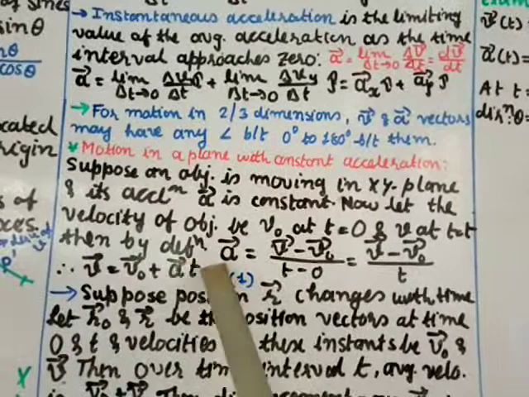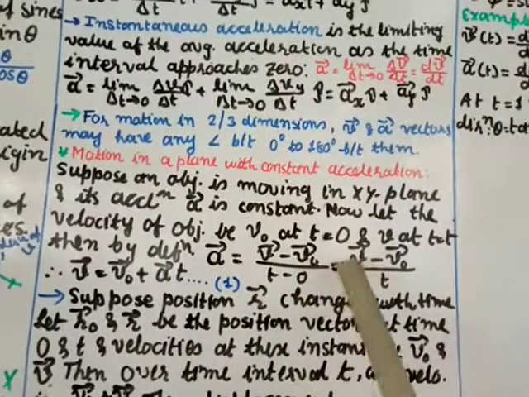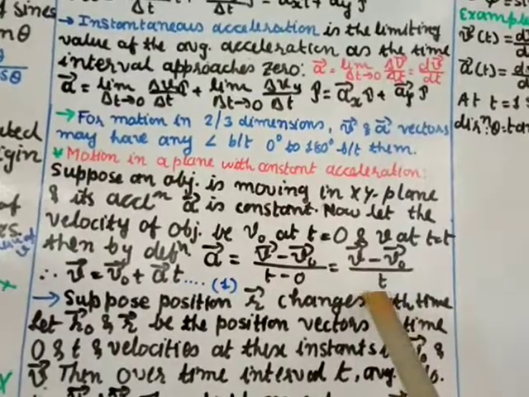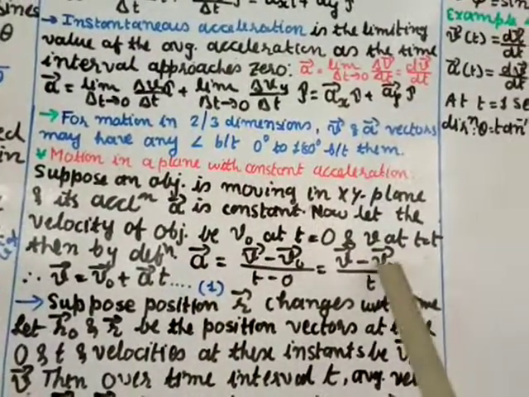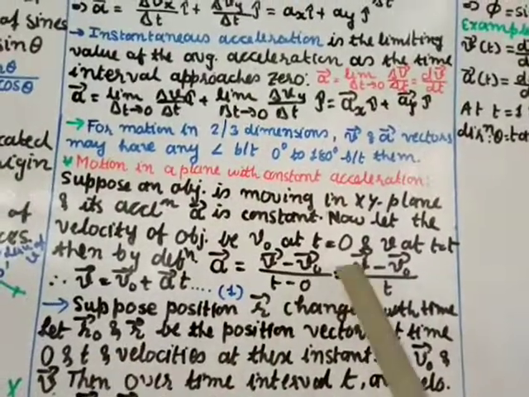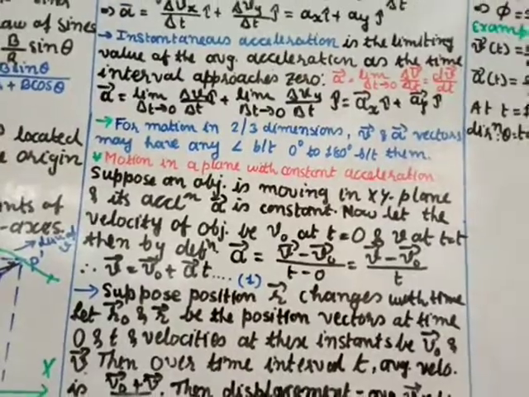Then by definition a is equal to v minus v0 by t minus 0. This gives you v minus v0 by t. This t you transfer here and multiply with a, so at, and this negative v0 transferred over here becomes positive, and here you get v equal to v0 plus at. Call it equation number 1.